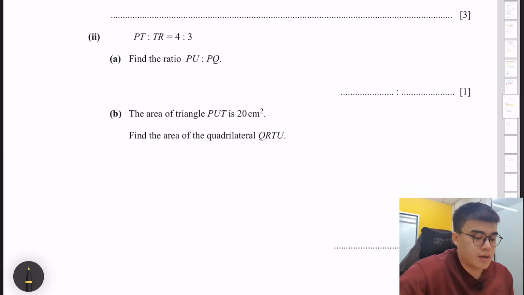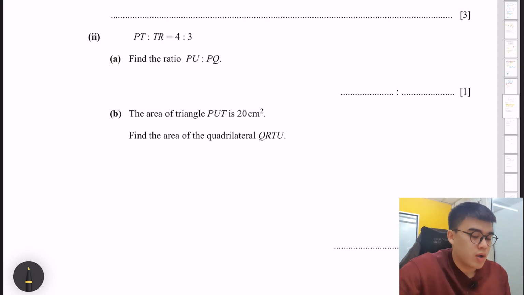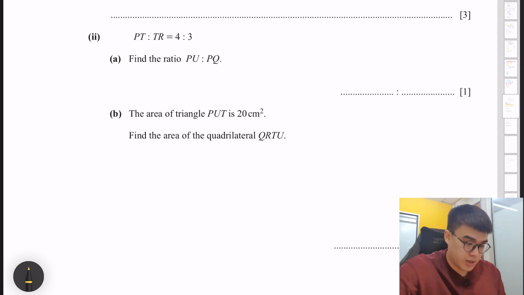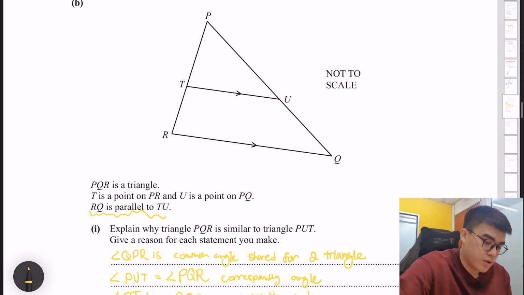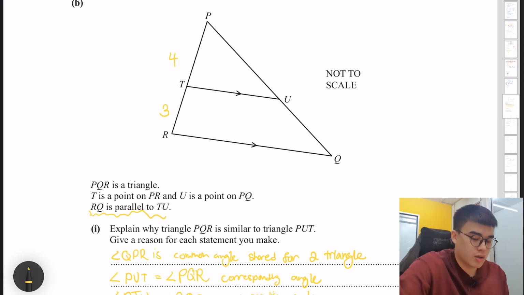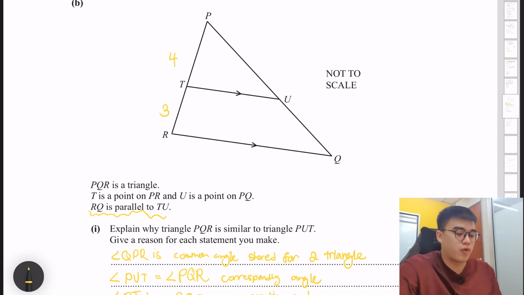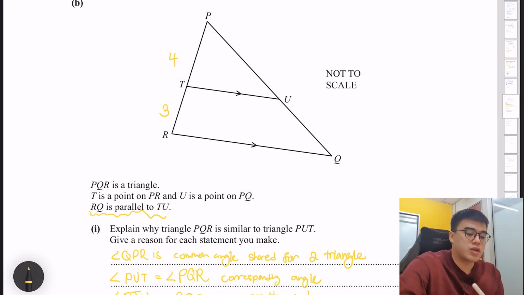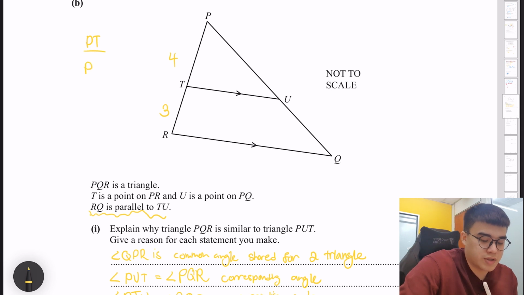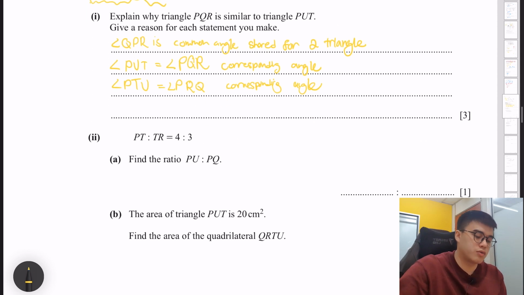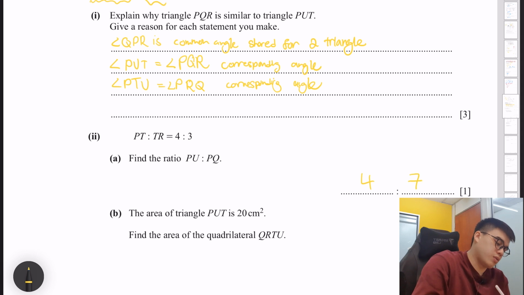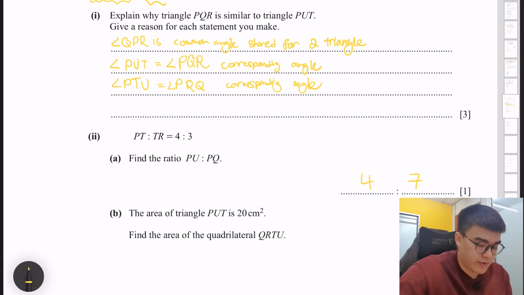Then they gave us PT was 4, PR was 3. They then asked us for the value. So things to take note, you are having PT versus PR, which is 4 versus 4 plus 3. So this is the scale factor involved. In short, it is 4 to 7.